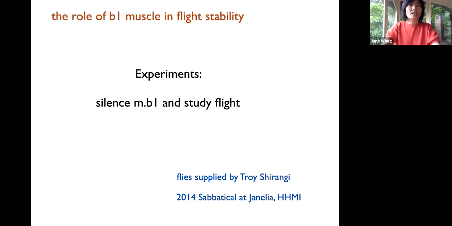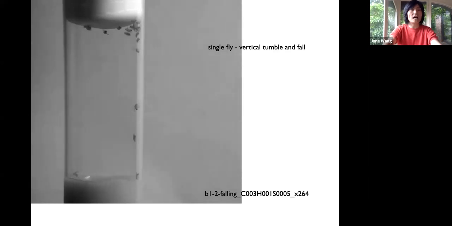The one thing he hadn't looked at yet was what the flies do. So I asked him for these flies and essentially put them in front of a high-speed camera. This is the first vial I got from him. You can see they're still sitting in these classical tubes. And this is the one that has been altered. That is, he did something to alter the circuitry of the motor neurons to the B1 muscle.